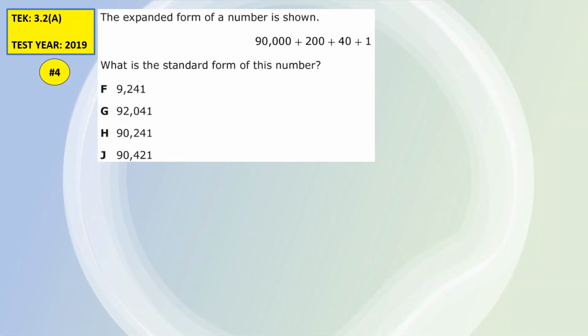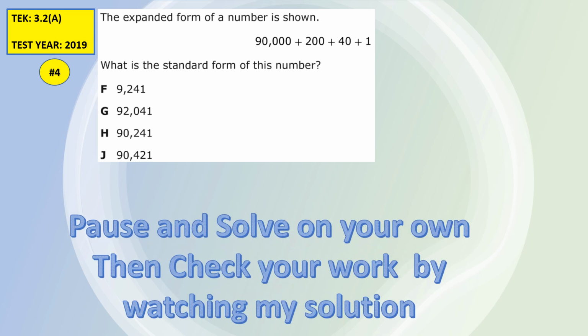Number 4 says the expanded form of a number is shown. 90,000 plus 200 plus 40 plus 1. What is the standard form of this number? Is it F, 9,241? Is it G, 92,041? Is it H, 90,241? Or is it J, 90,421? Go ahead and pause and solve on your own, then check your work by watching my solution.